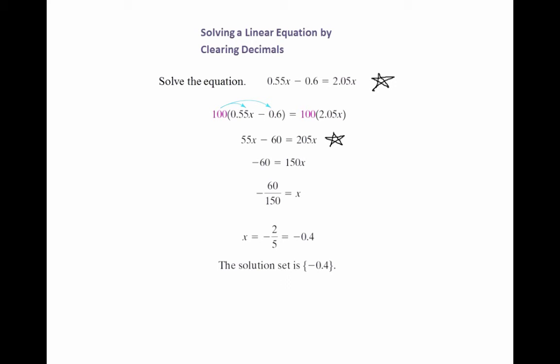For this one, I can isolate the variable x easily by subtracting 55x from both sides of the equation. I get 205 minus 55, I get 150x. Then I can divide both sides by 150, then I can solve for x.